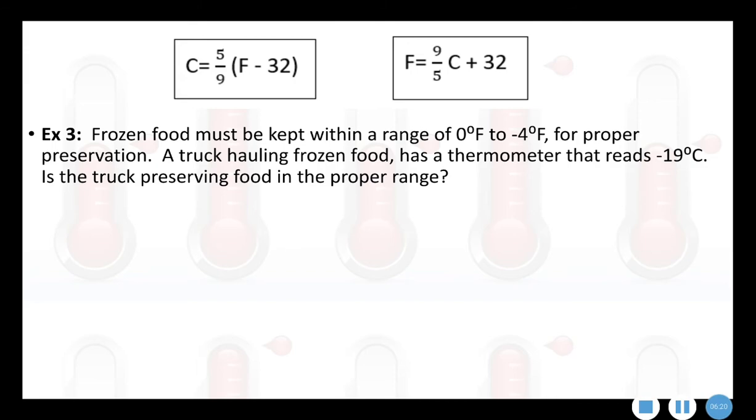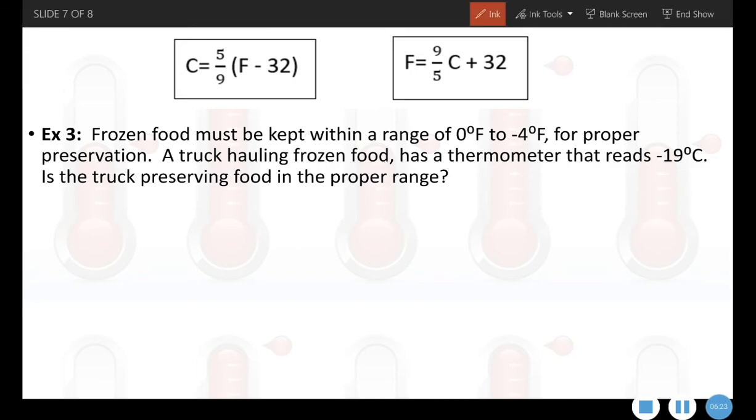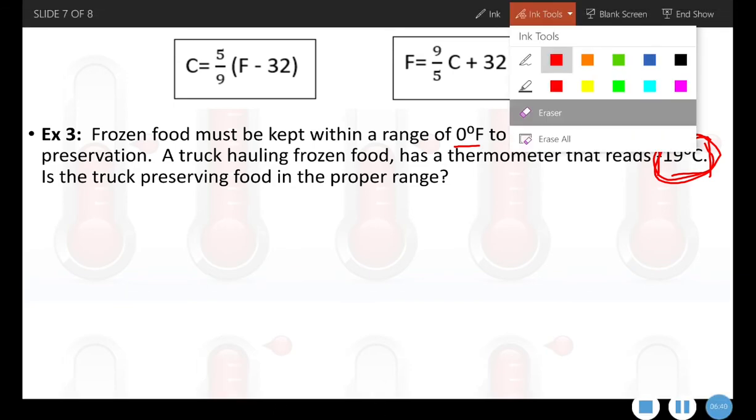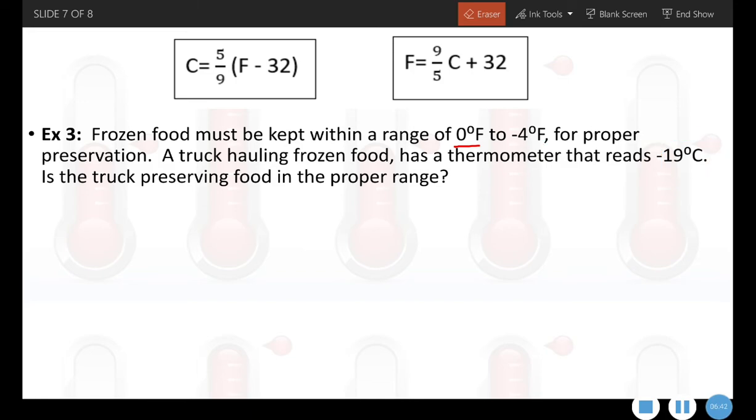So my options here are either take these conversions, like 0 degrees Fahrenheit and minus 4 degrees Fahrenheit, and convert those both to Celsius, or I take the Celsius and change that to Fahrenheit. And I'm going to choose this minus 19 Celsius and change it to Fahrenheit because I'd rather do one conversion than two conversions. And then once I have everything in the same unit, I can compare them and answer the question. So I'm going to look to see what that is in Fahrenheit because I'm given the minus 19 degrees Celsius.